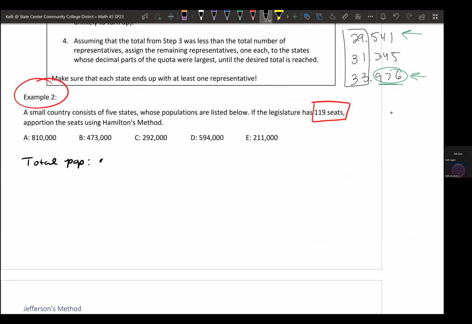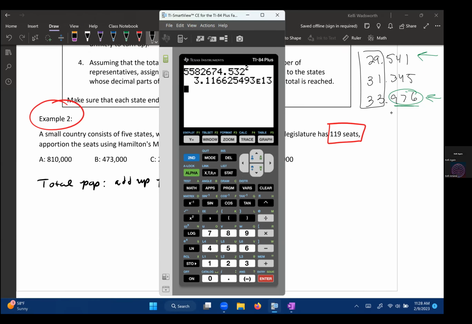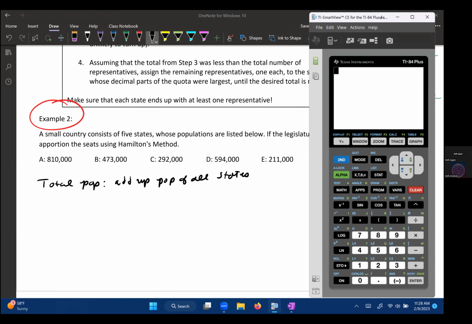Total population, add up the population of all states. I'm going to use a calculator, which means I think I have to come out of full screen mode and bring up my calculator here. If I move this over here, can I see them all? Yes, indeed.